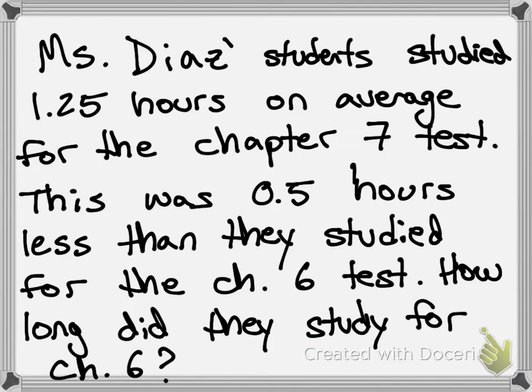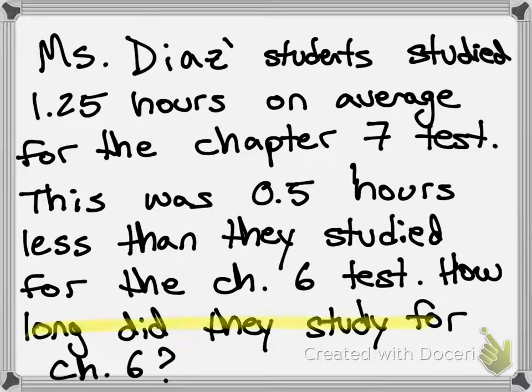Now, let's try this one. Miss Diaz's students studied 1/2500th hours on average for the Chapter 7 test. I can only hope. This was half an hour or 5/10 an hour less than they studied for the Chapter 6 test. How long did they study for the Chapter 6 test? Whenever we have that question mark, we already know what our variable is. So, let's see. Alinza, what is our variable?